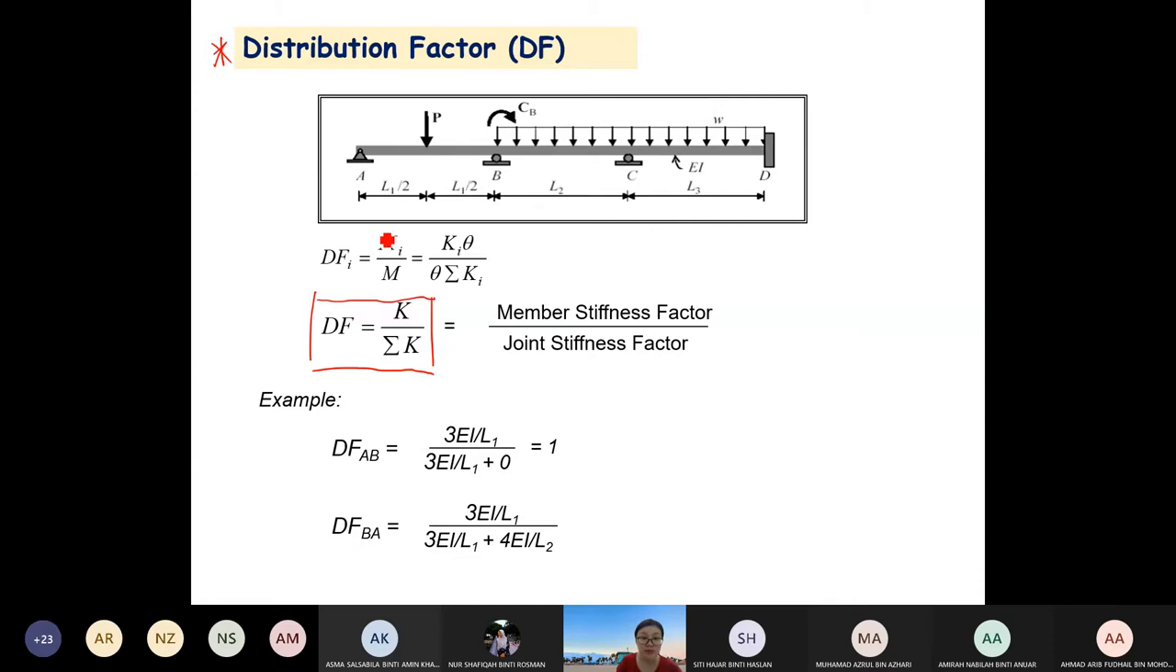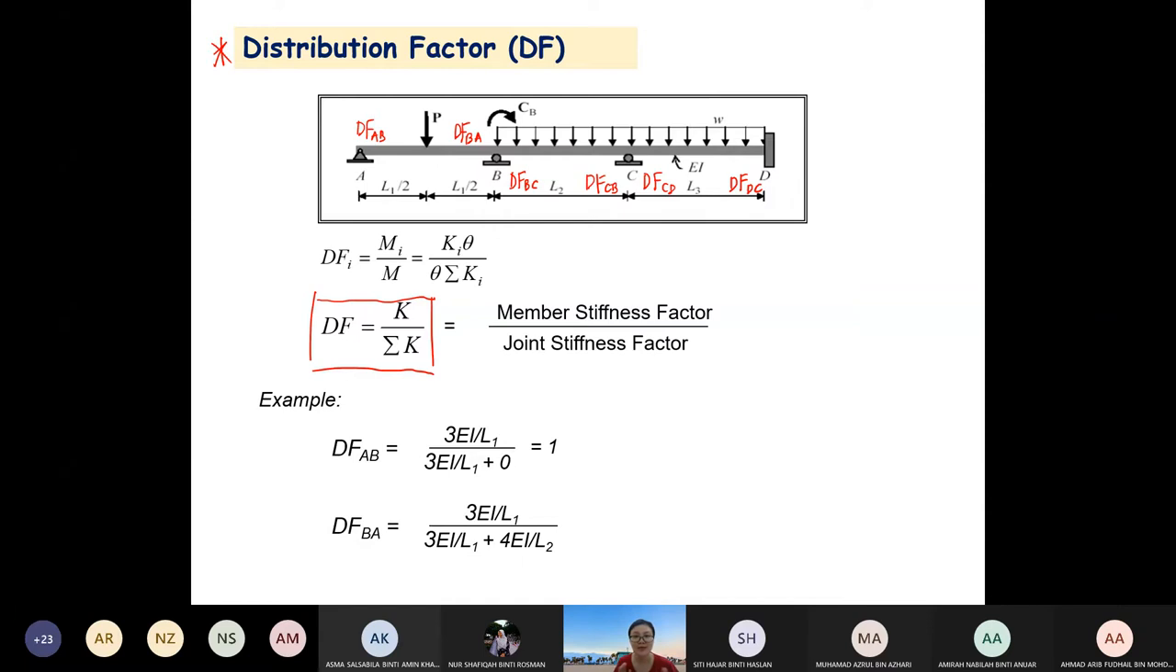So before I go to the calculation, you shall determine DF for AB, DF for BA. So for member AB, you have these two distribution factors at the ends. For BC, you have DF BC and DF CB. For CD, it will be DF CD and DC. Yes, very good. So in total, you need to determine six distribution factors.